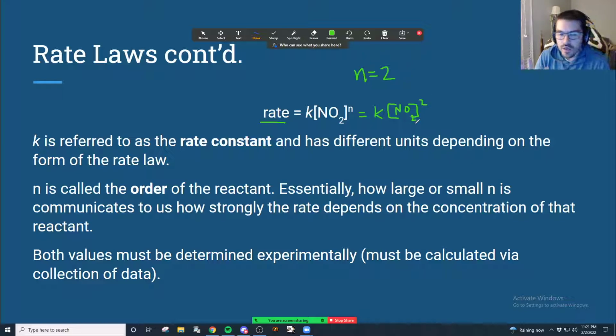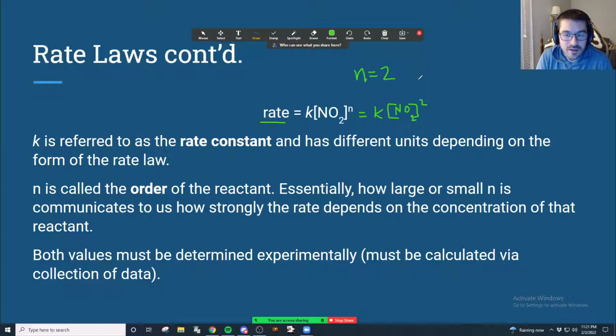Now, this reaction specifically that we're looking at here, NO2 decomposing into NO and O2, it's not like it can be all three. Each reaction is going to be either 0th order, first order, or second order, and that's actually with respect to each of the individual reactants. This reaction only has one reactant, so we're only talking about its order with respect to the one reactant.